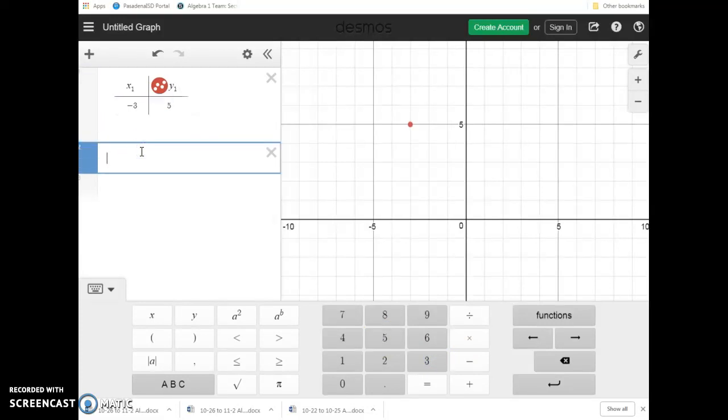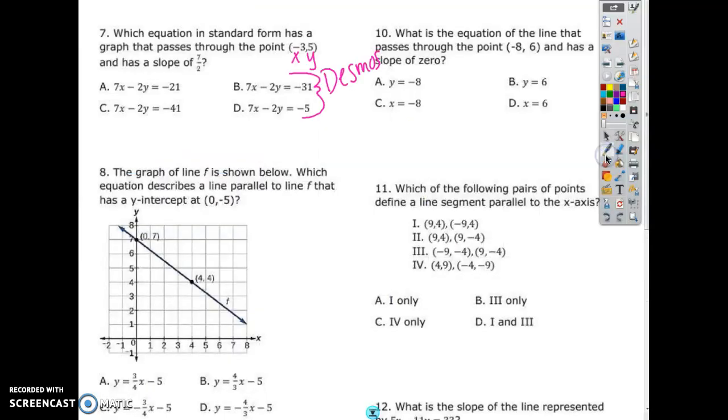So choice A is 7x minus 2y equals negative 21. And that doesn't work, okay? So A is not right. Go here. A is not an option. Let's try letter B.